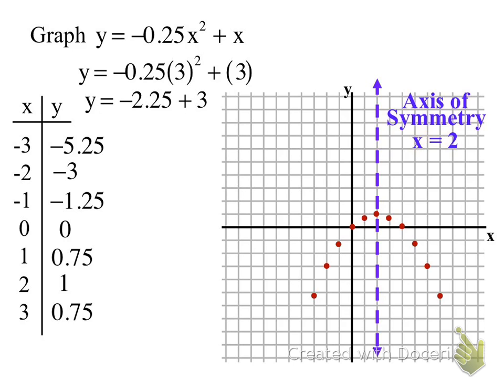What is the vertex here, by the way? Josh Plattner? No, the vertex. It's 2, 1. And another way they could ask you that on tests is, what is the maximum? They might just say, what is the maximum?